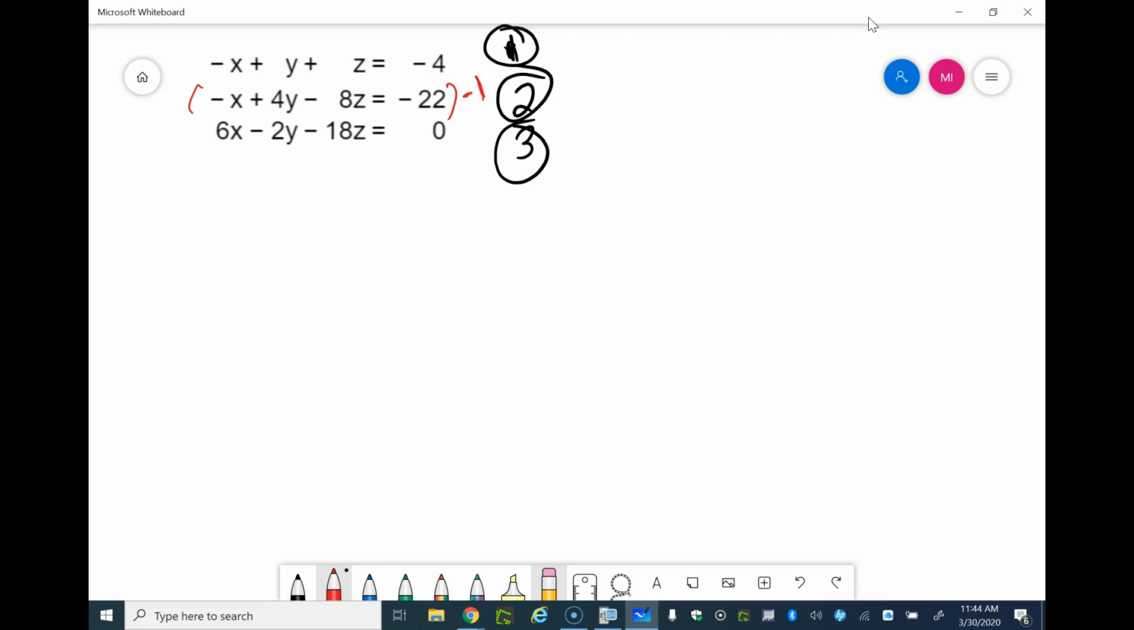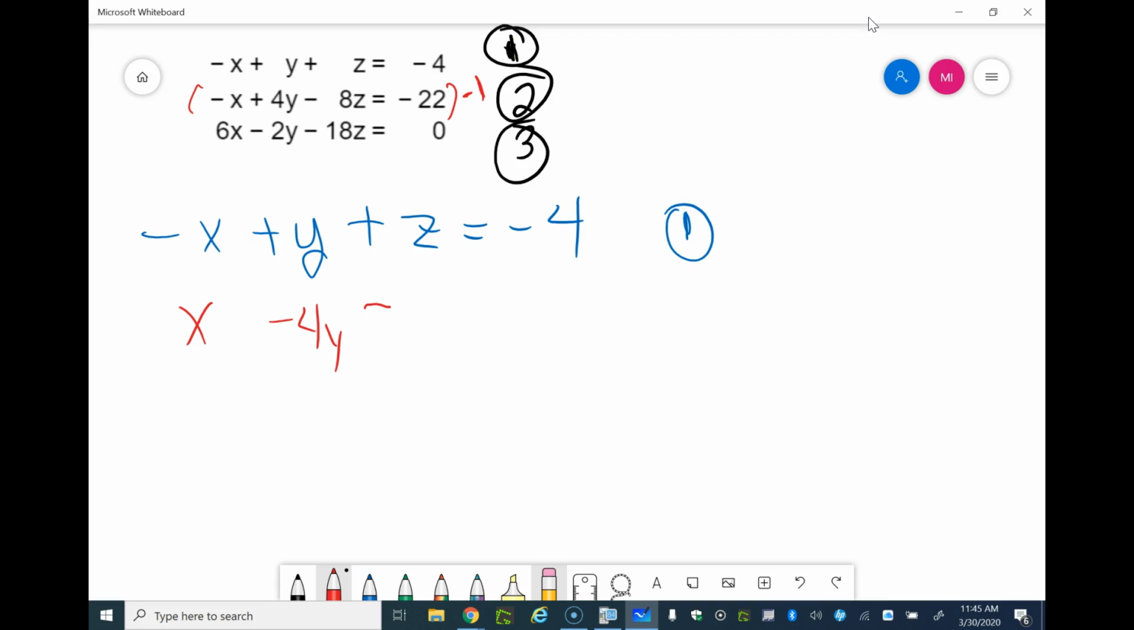Okay, so let's write the first one. And this is equation 1. And then I'm going to write the second one. This time I'm going to actually change all the signs by multiplying, distribute this -1 inside. So that becomes a positive. This becomes a -4y, a positive 8z, and a positive 22. Correct.